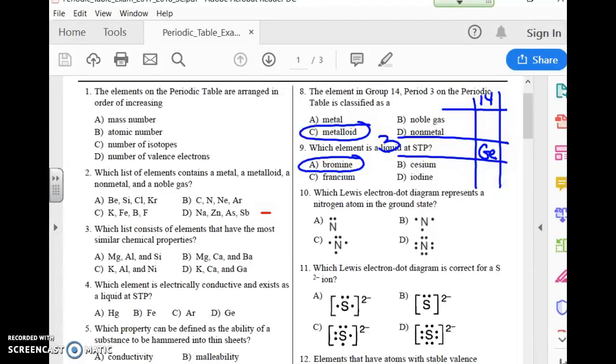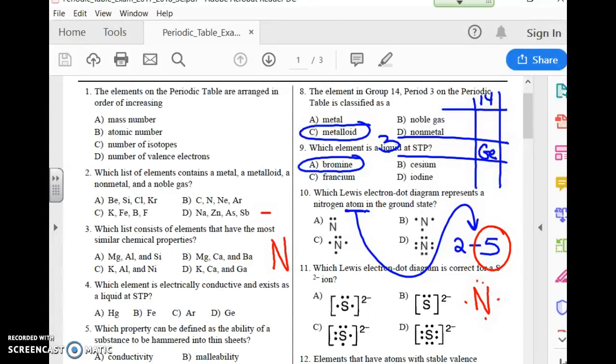Number 10, which Lewis dot diagram represents a nitrogen atom in the ground state? Well, remember, if I'm dealing with an atom, I go to my reference table, I look up the configuration of the atom, which is 2, 5. There are 5 valence electrons, so I draw N, and I do a total of 5 dots around it. If I was asking for a nitrogen ion, nitrogen being a nonmetal, gets 8 dots, square brackets, and its charge, which according to your reference table is -3. Be careful, this is the atom, which is what they're asking for, while this would be the ion.